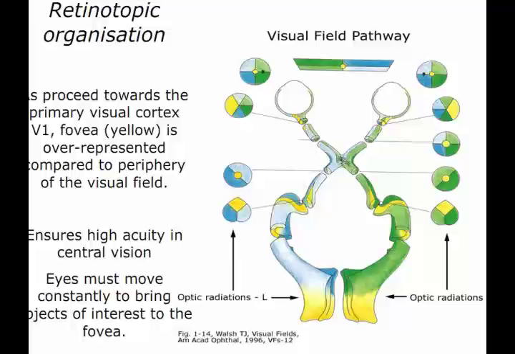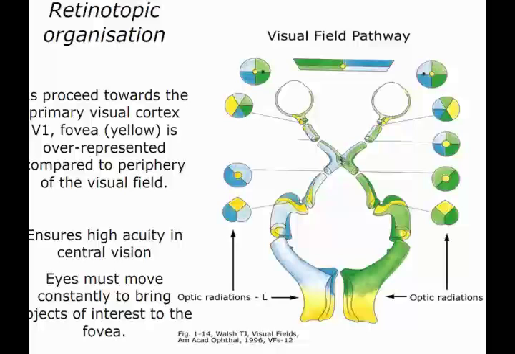Right, retinotopic organization. This is still a kind of repeat from last week. If we have our visual fields here, dark green, blue, light green, dark blue, light blue, this is what is represented on the retina, and the yellow dot is the fovea in the middle. The optic nerve just overrepresents the yellow area, the fovea. So this gives a pie chart of how much information is transmitted.